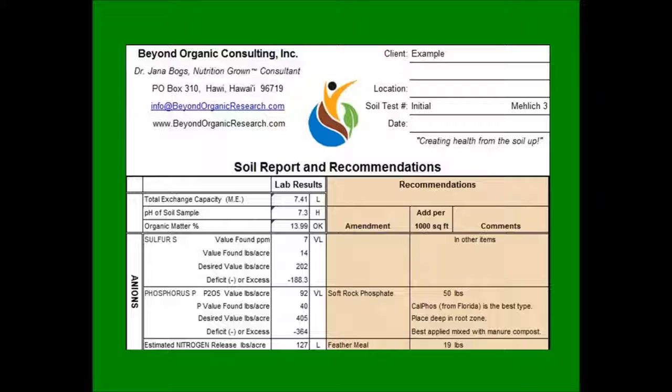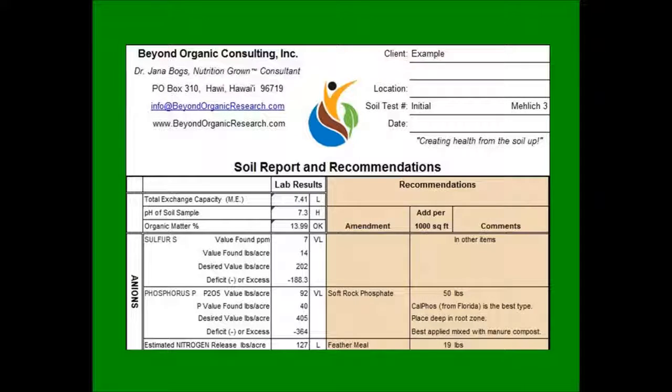Next, we get started into the different minerals. Here, sulfur and phosphorus. These are called anions, so they're making your soil more acidic. Now let's just take a look at phosphorus here. This one, in this particular example, was very low. We're going to add soft rock phosphate, which is an organic type soil amendment. We're going to add 50 pounds per 1,000 square feet of soil. And there are some instructions there also about how to add. Finally, on this page, we have the estimated nitrogen release. It's also a little low, and so we're going to add some feather meal.